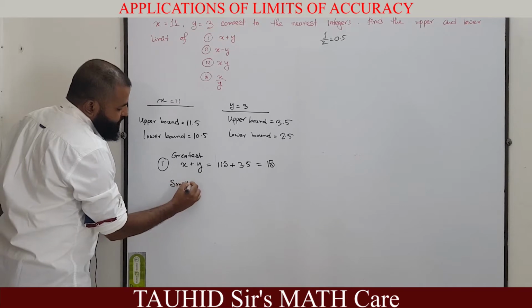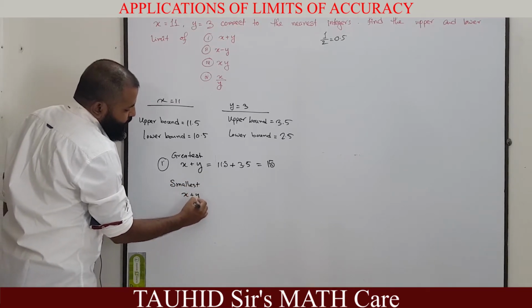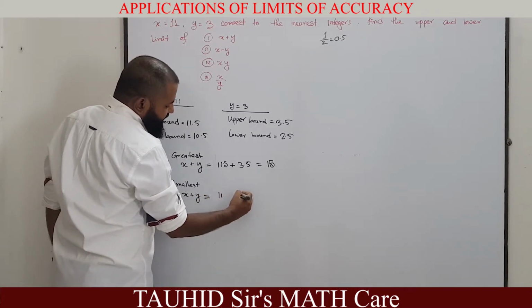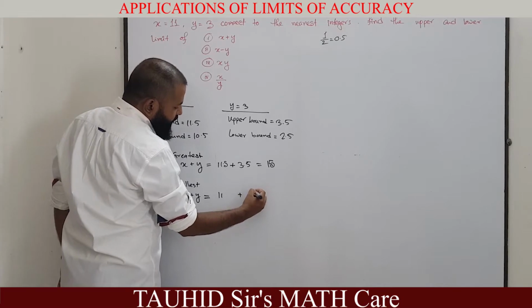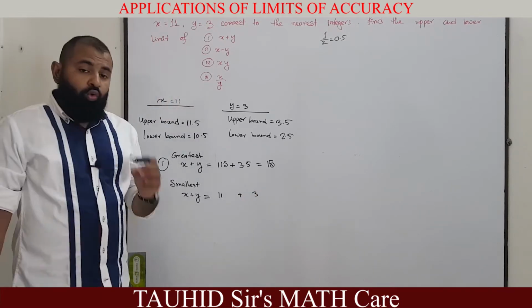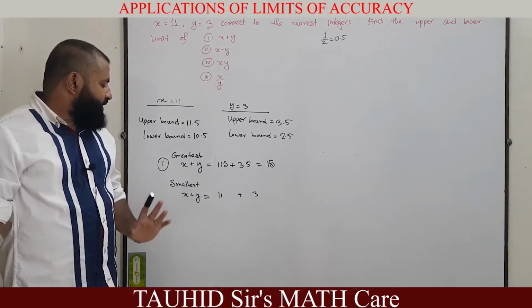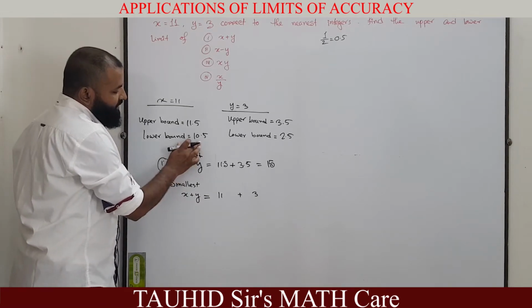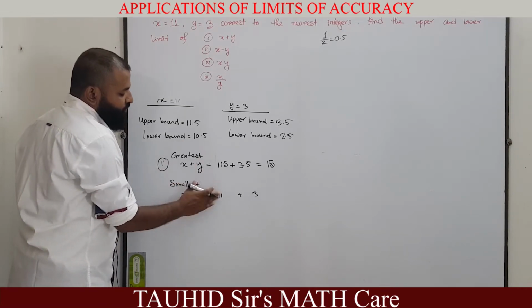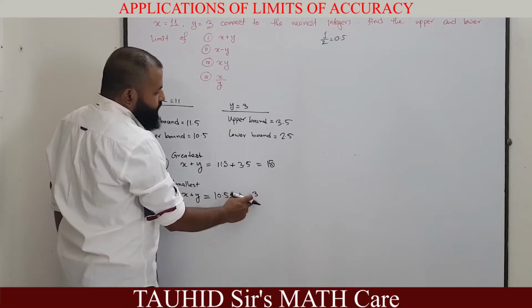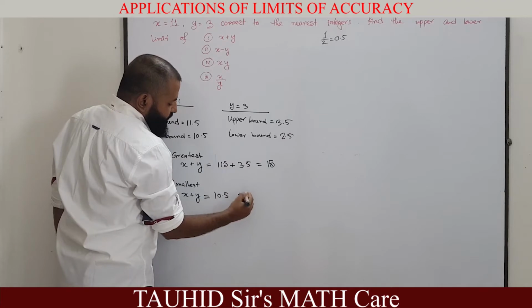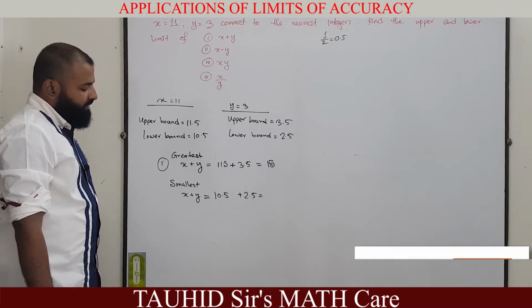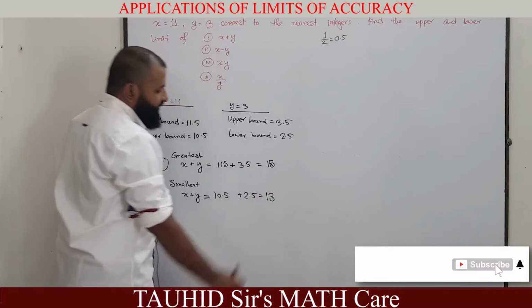And what will be the smallest value of x plus y, or the lower limit of x plus y? Normally the value of x is 11 and normally the value of y is 3. But when we are going to define the lowest value of x plus y, we will use the lowest value of x, that means lower bound of x. Instead of 11 we will write 10.5. In case of y, instead of 3 we will write 2.5. So the smallest value of x plus y will be 10.5 plus 2.5, that means 13.